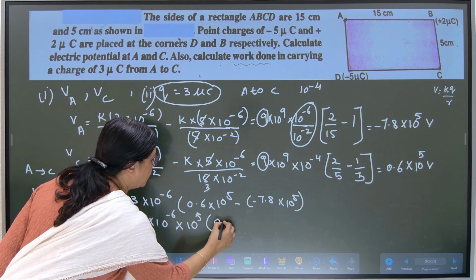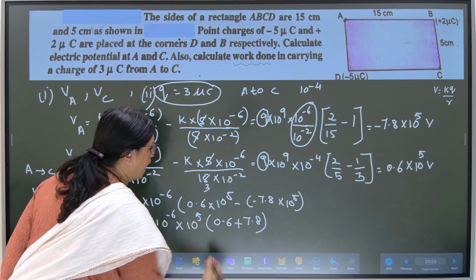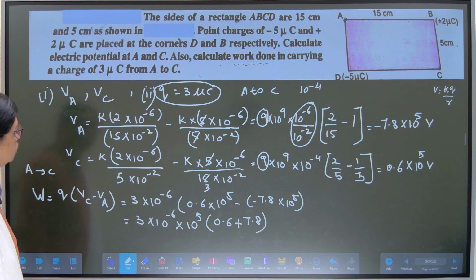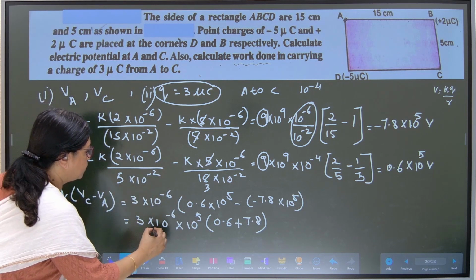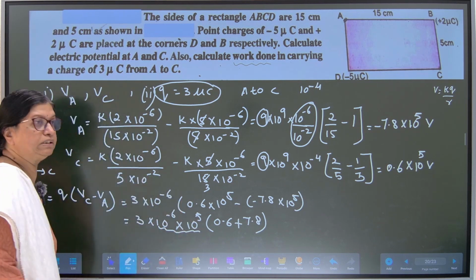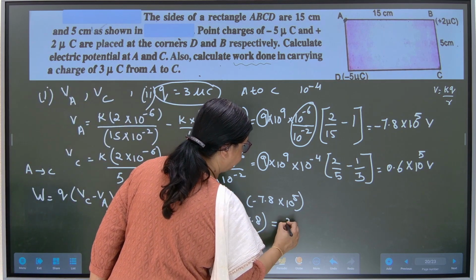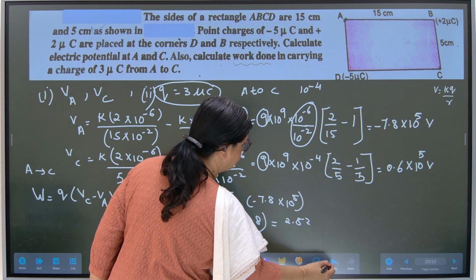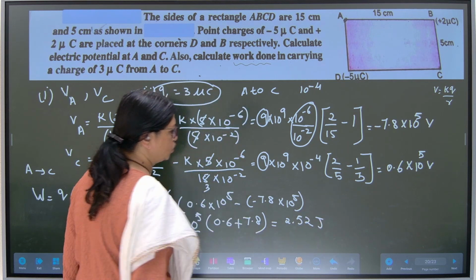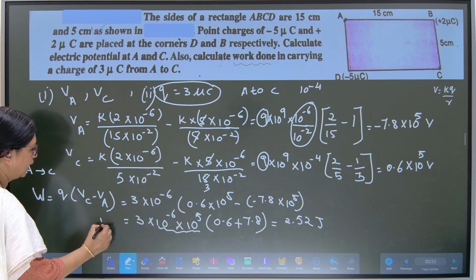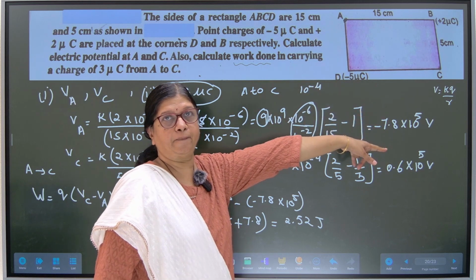Left over with 0.6 plus 7.8 in the bracket. Okay. So 10 raised to minus 6 and 10 raised to 5, 10 raised to minus 1. So this portion will become 10 raised to minus 1, as you can see. So performing the maths here, we get the work done is equal to 2.52 joules. Okay, so work done in shifting the charge from A to C.